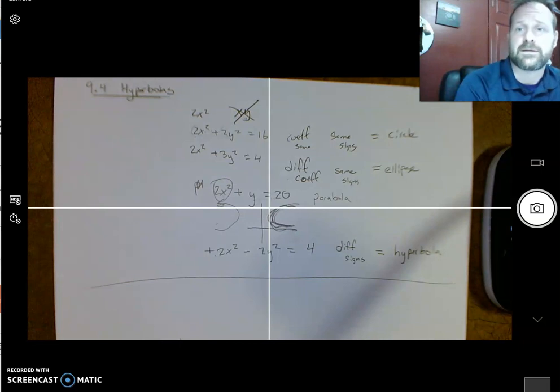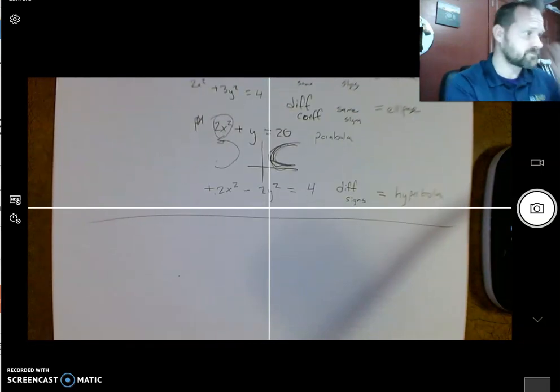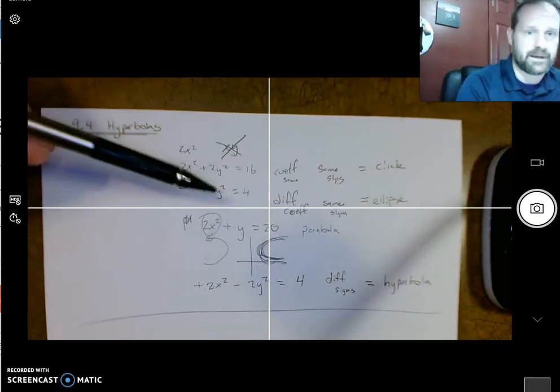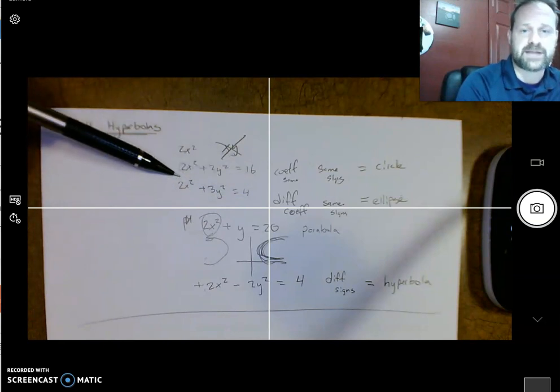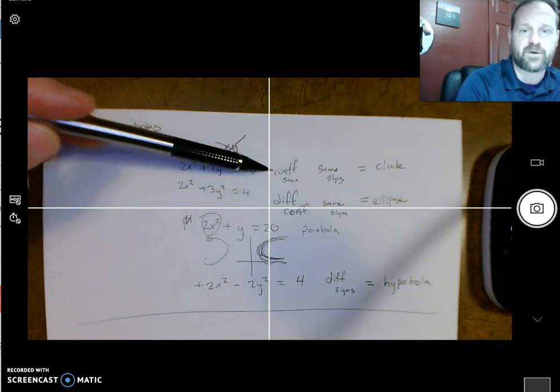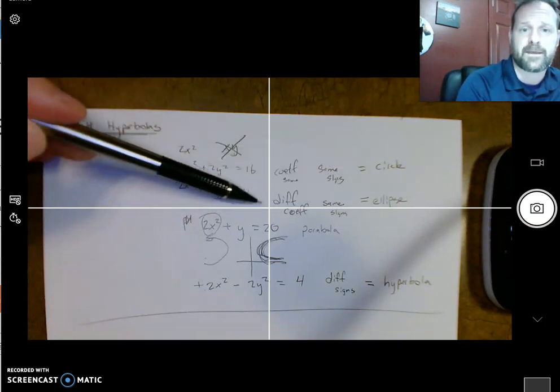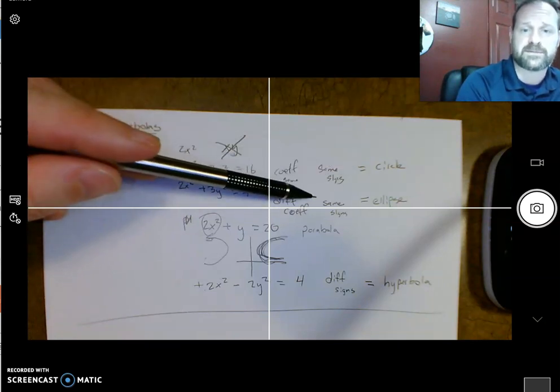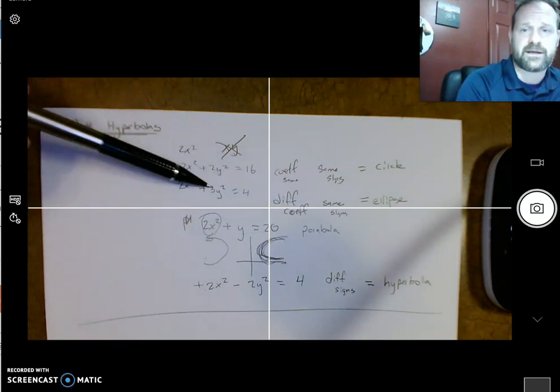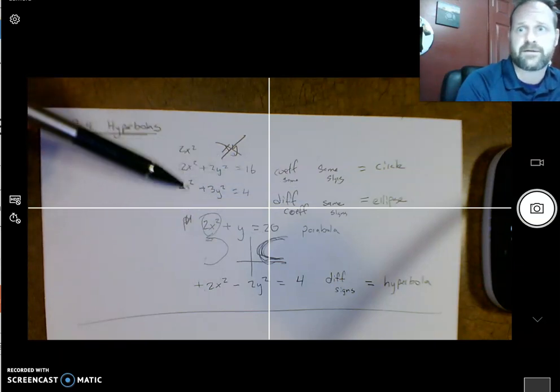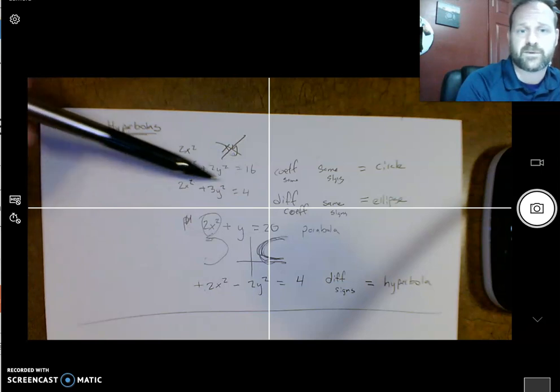Okay. Let's get working on a problem. So again, let me go back to this. Same signs, same coefficients, circle. Different coefficients, but same sign. Because if these are both negative, negative, negative, then you divide everything by -1, and you can make these both positive. Okay.